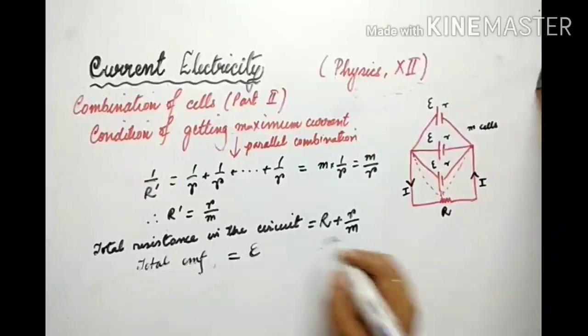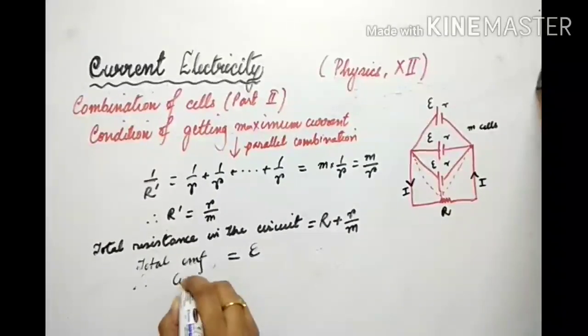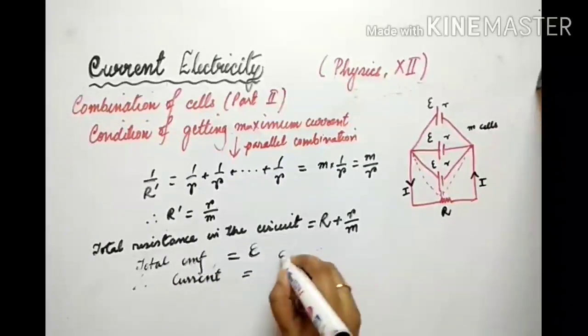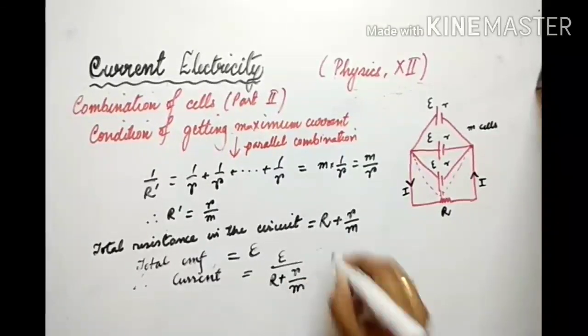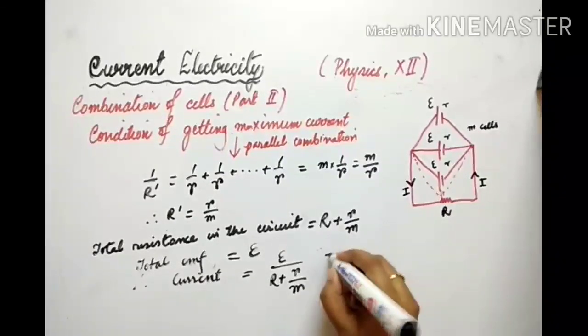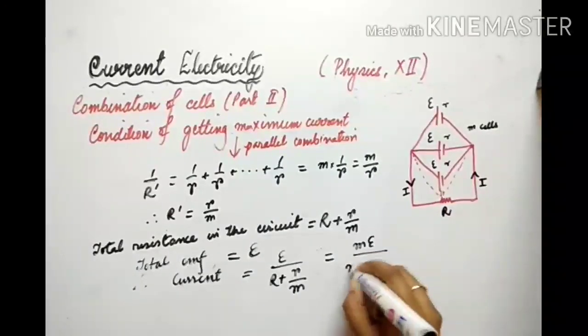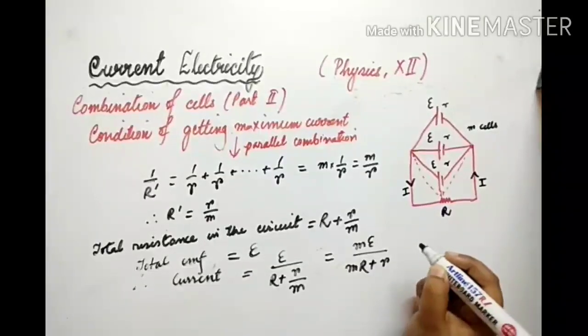Now, therefore, the current in the total circuit will be total EMF by total resistance, which is R plus r by M. So if we simplify it, we get I equals M E by M R plus small r. Okay, so this is our current.